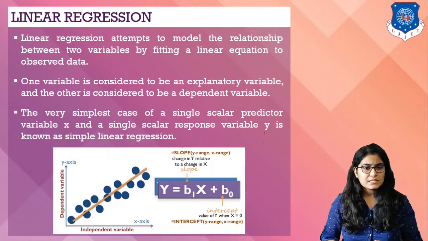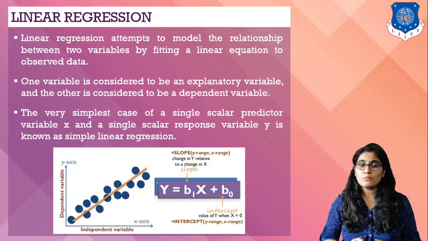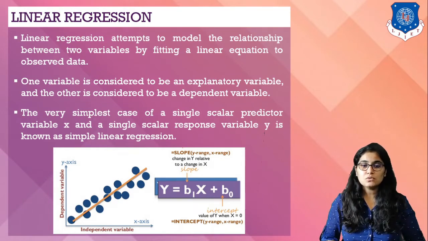The very simplest case of a single scalar predictor variable x and a single scalar response variable y is known as simple linear regression. A linear regression line has an equation of the form y = b1x + b0, where x is the explanatory variable and y is the dependent variable, the slope of the line is b1, and b0 is the intercept. What is intercept? Intercept is the value of y when x is equal to 0.